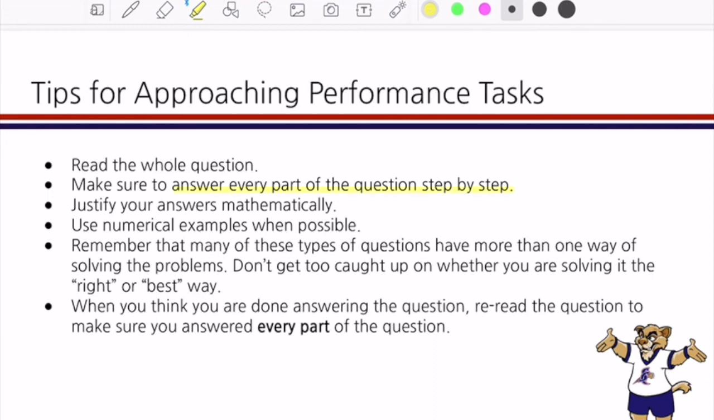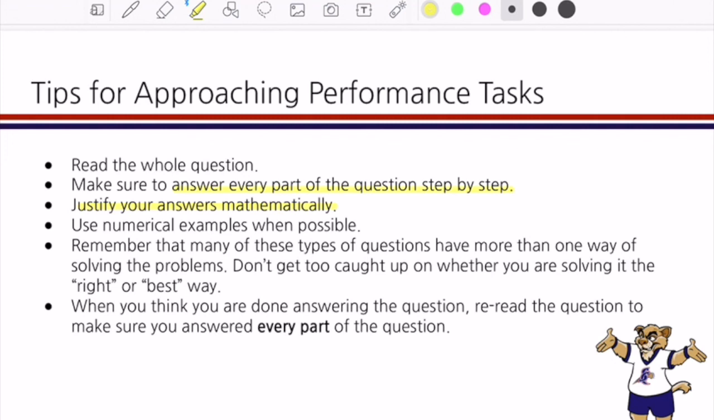A lot of the times when students lose points on these questions, it's not because they're doing the math wrong, it's because they forget to answer part of the question. Be sure when it's required that you justify your answers mathematically. Also keep in mind that a lot of these math problems are math problems from math that you've learned before this year. So it doesn't necessarily have to be math that we learned about this year.